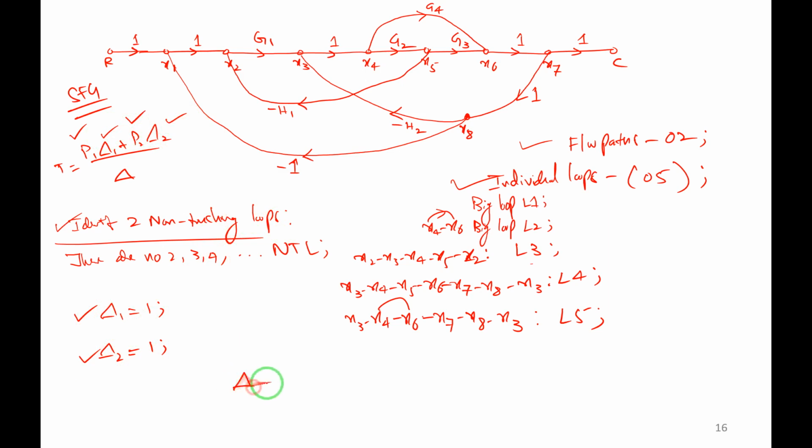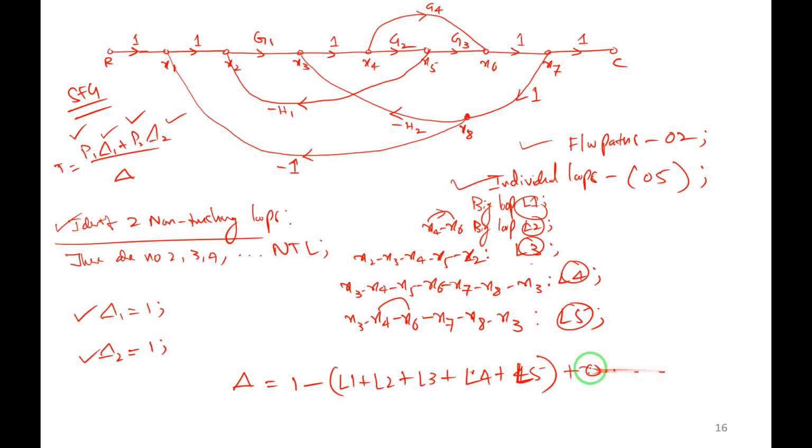Then what about delta? 1 minus the loop gains of individual loops. So here, let me call them L1, L2, L3, L4, L5. But write down the gains. Don't write L1, L2. Right? L1 plus L2 plus L3 plus L4 plus L5. So 2 non-touching loops are not there. This is 0. Everything, right? So stop here only. Don't write. So write down the gain. What is the gain of loop L1, L2? Here you have to substitute. And we came to know delta. Substitute P1 delta 1, P2 delta 2, write down delta, and finally we will get the transfer function.